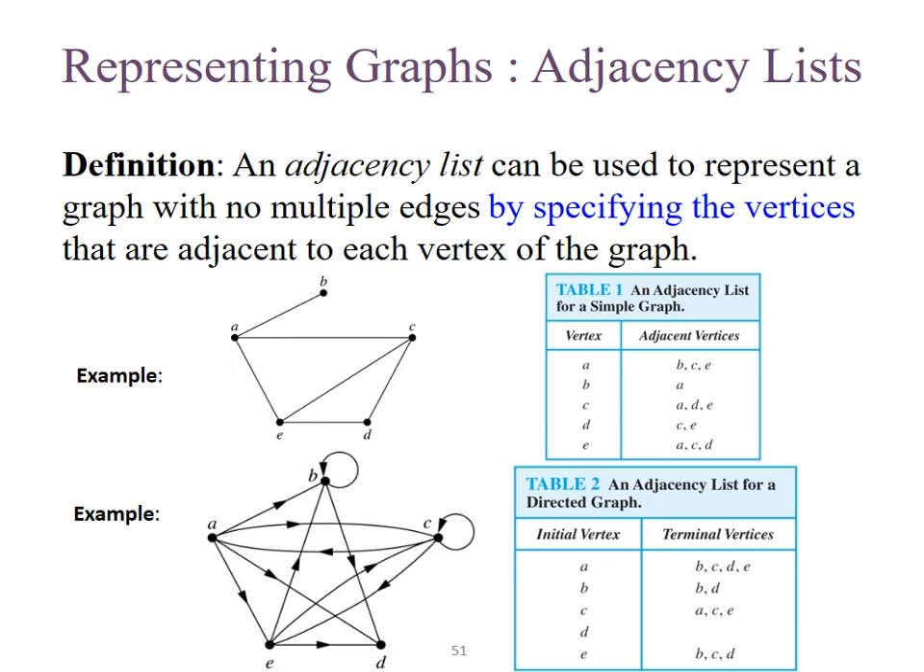You can also draw the graph from the adjacency list. Once this table is given, then we know we have 5 different vertices. So you can draw 5 vertices on your paper. And then we know A is adjacent to B, C, and E, and we can add edges between A and B, C, and E. Then you can draw this graph from the given adjacency list.